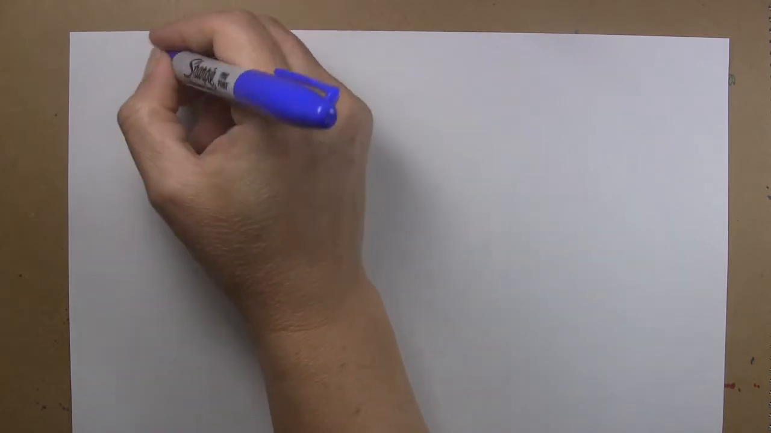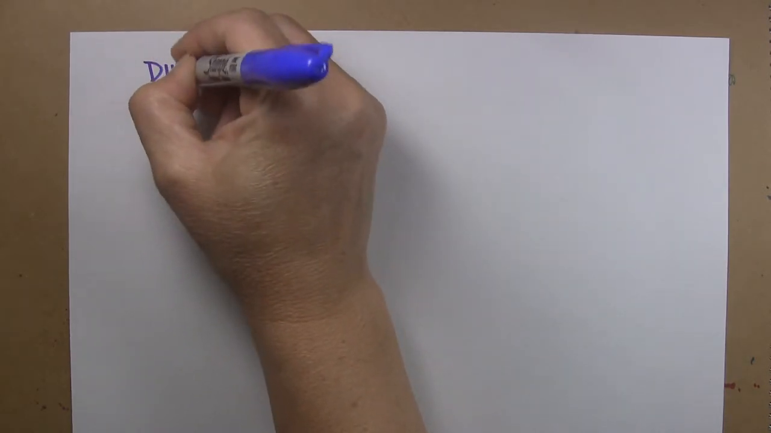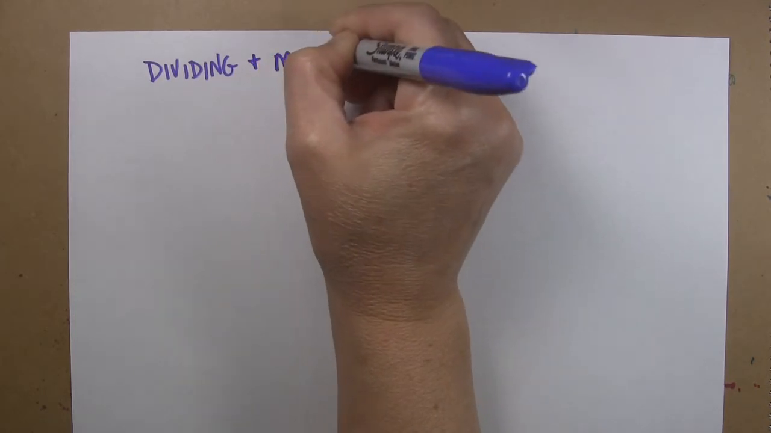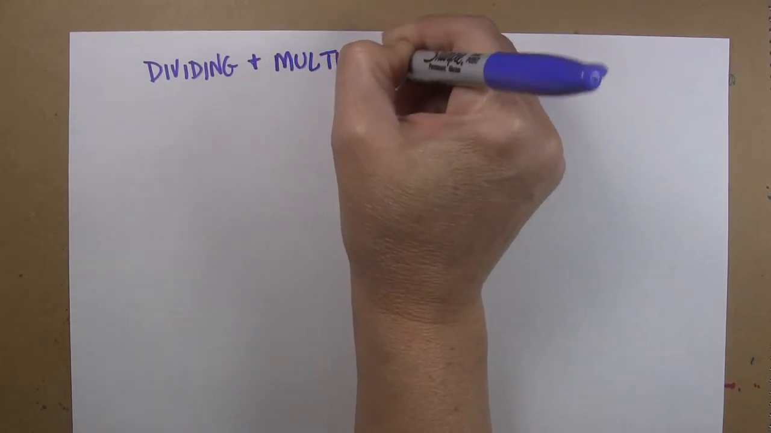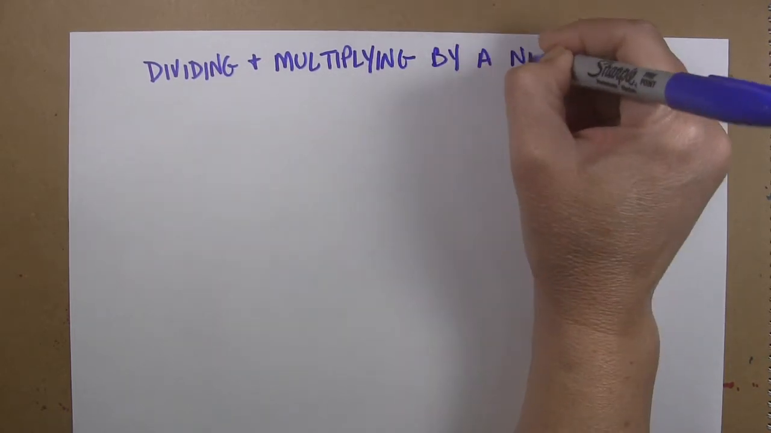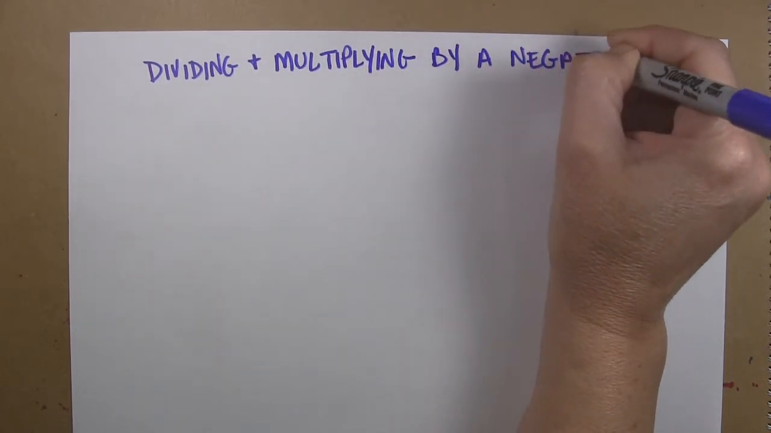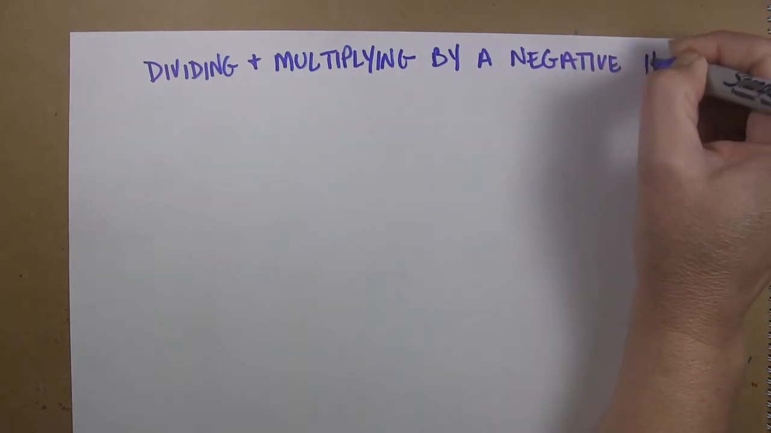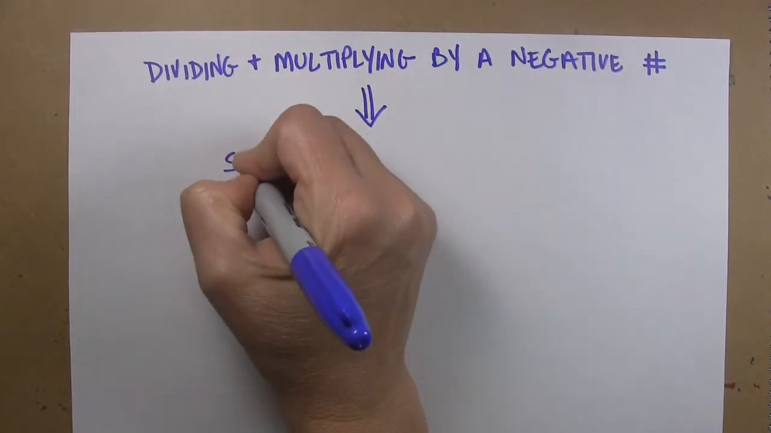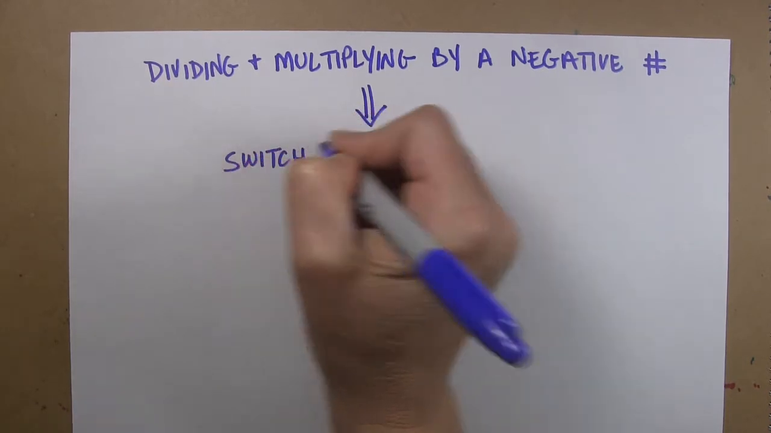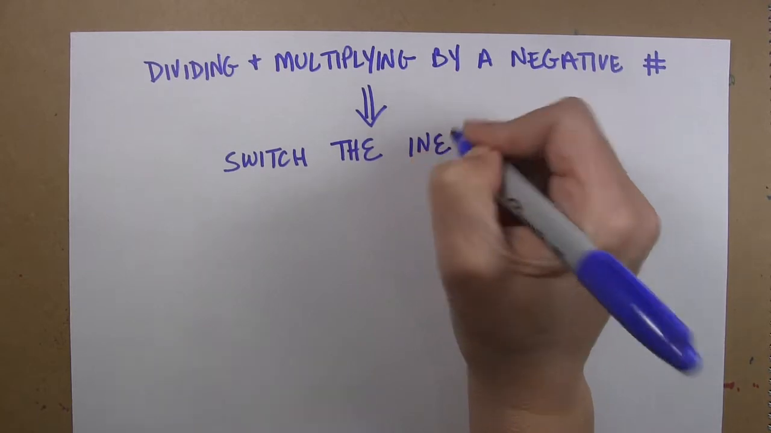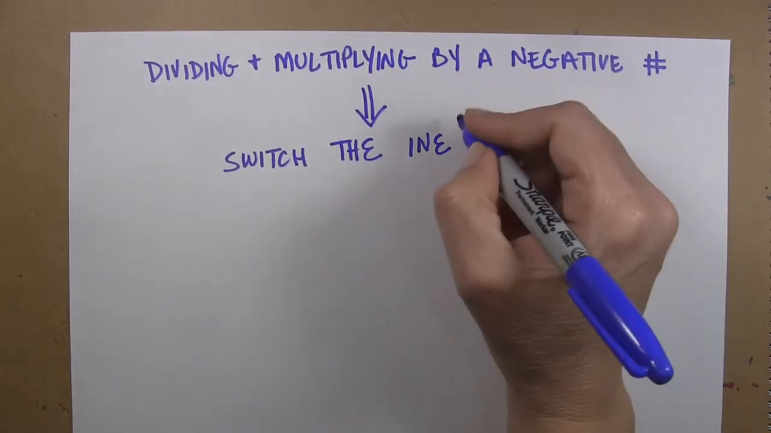The way it gets harder is dividing and multiplying by a negative number. That means that you have to switch the inequality. This is the only time you switch the inequality, is if you're multiplying or dividing by a negative number.